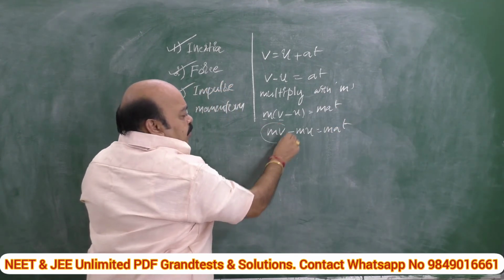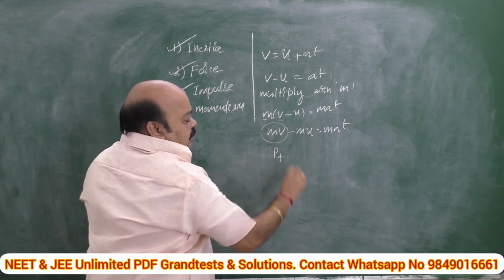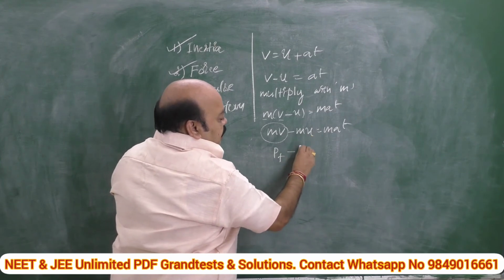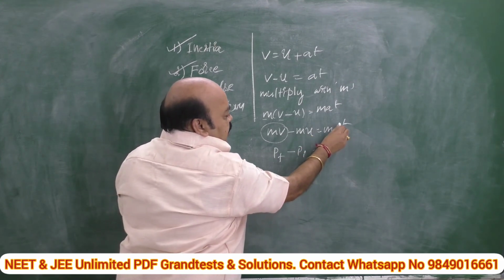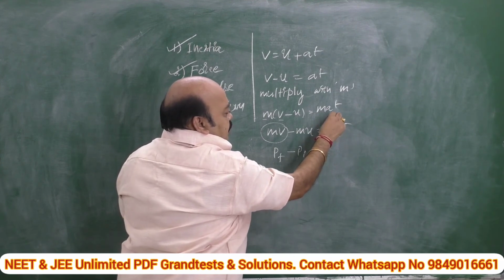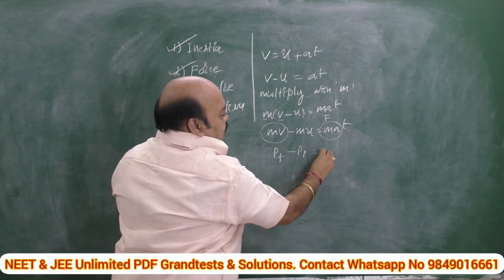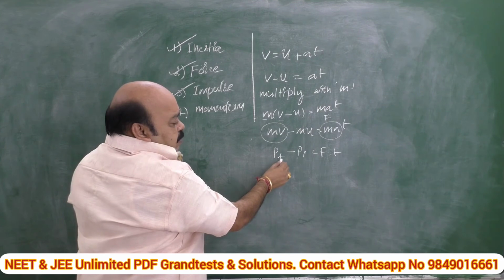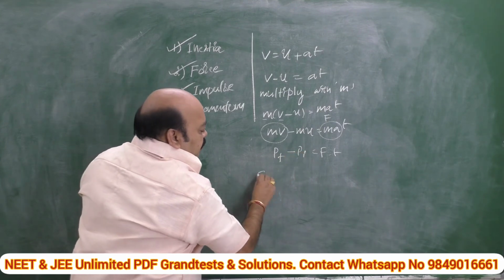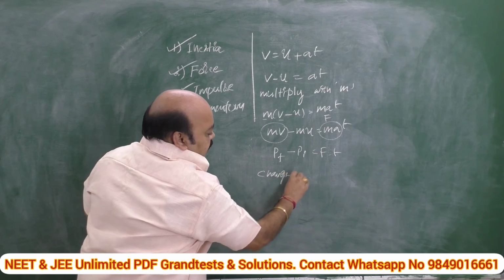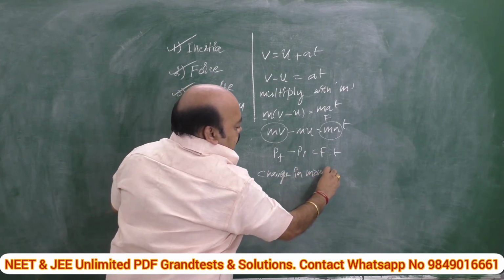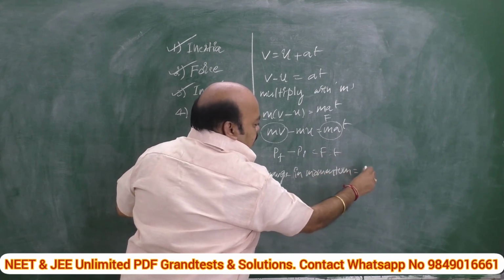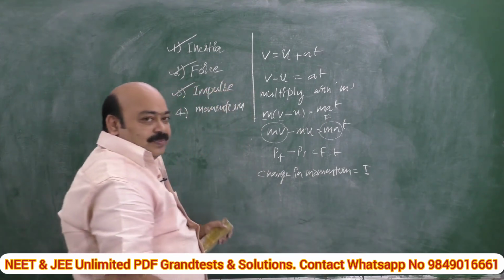What is MV? Mass into final velocity, which is nothing but final momentum. M into U, initial velocity, nothing but initial momentum, is equal to, see, this MA can be written as force. That's why it is nothing but force into time. This final momentum minus initial momentum, once again it is nothing but change in momentum. Change in momentum is equal to F into T, which is nothing but impulse.